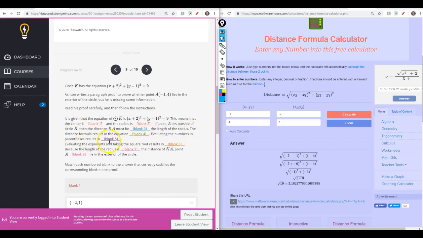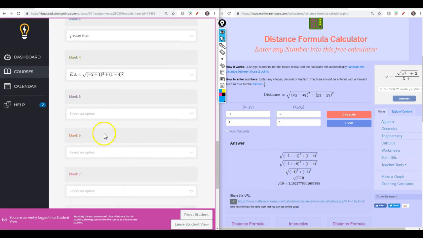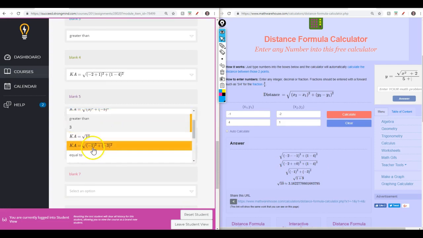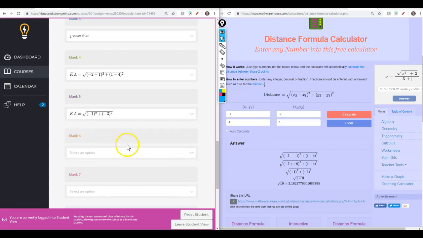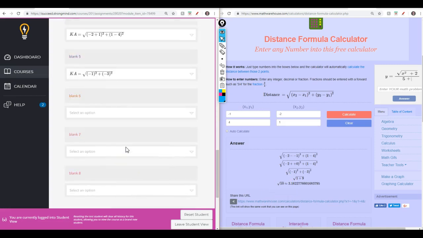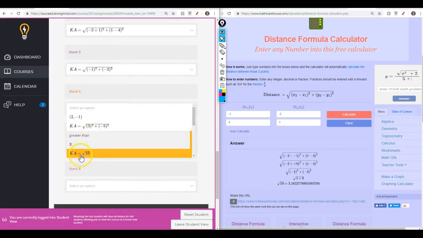Evaluating the numbers in the parentheses results in blank. So I'm just going to be looking for the next one that is lining up there. So then we have KA is equal to the square root of -1 squared plus -3 squared. And then it says evaluating the exponents and taking the square root results in blank. So then evaluating the exponents gives us 1 plus 9, which results in the square root of 10. So we have the square root of 10.